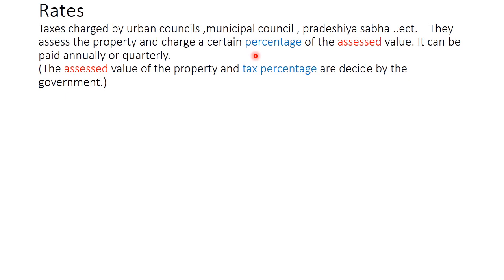Then they decide the charge percentage. Using this assessed value and percentage, they calculate the assessment value. It can be paid annually, the whole amount, this calculation is done annually. The whole amount can be paid otherwise quarterly. Quarterly means after every 3 months, that means 1/4 of that value. That assessed value and percentage are decided by this authority.